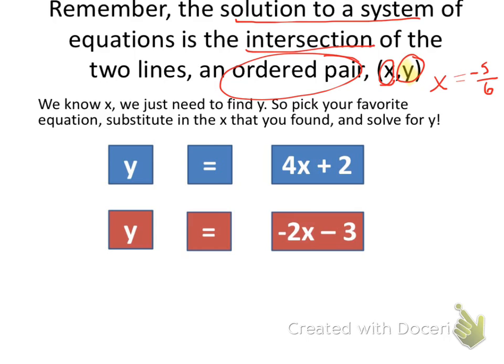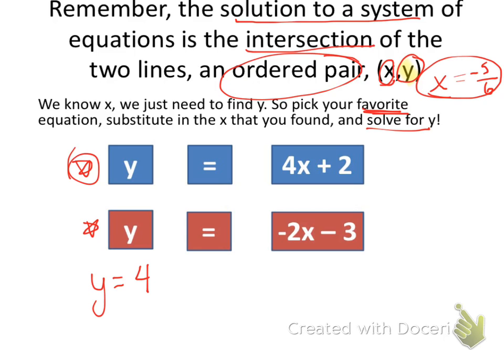Okay, so what we can do is we can pick your favorite equation, this one or this one, these are the original equations, and solve for y. So most people probably choose the first one because it doesn't have any negatives. So we can choose the first one. y equals 4 times negative 5/6 plus 2. And so now when we simplify this, we're going to find out what y equals.